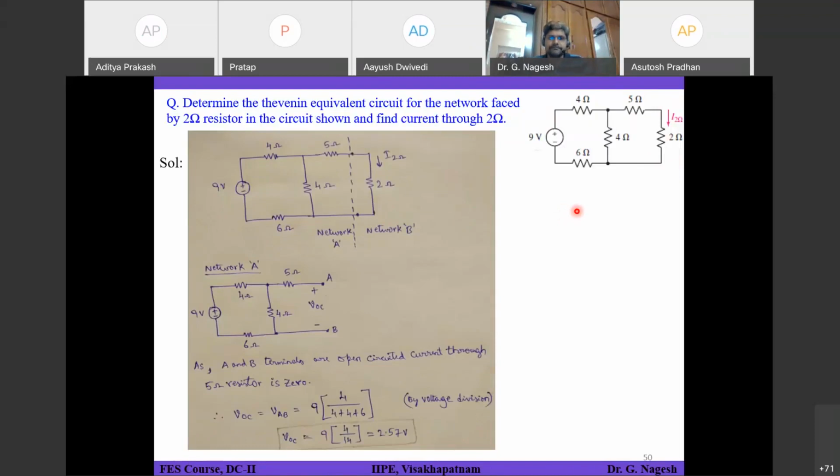Sir, here 2 ohm will be considered as load. Yeah, that's what they say. The 2 ohms resistor is considered as the load resistance. Okay, right. So that's what it means.